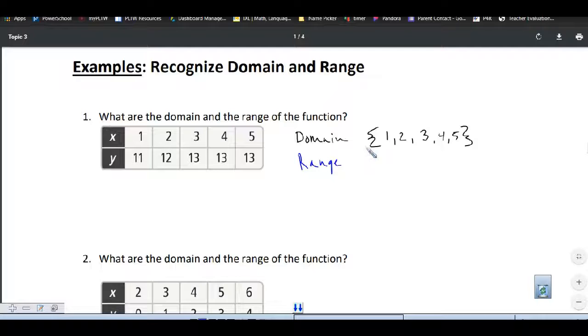pertains to our y values, our output, our dependent variable. And again, we would list them in order, 11, 12, 13. And then notice now that we've got 1, 2, 3 13s, 3 of the same values. We're not going to list that 3 times. We've already described it in here within the range, identifying 13 as a part of that set. And so we only list it once. So duplicated values are only listed once.